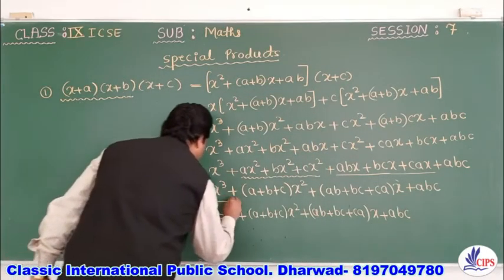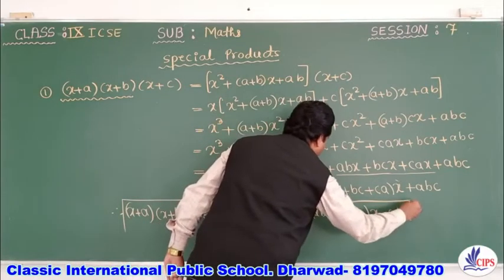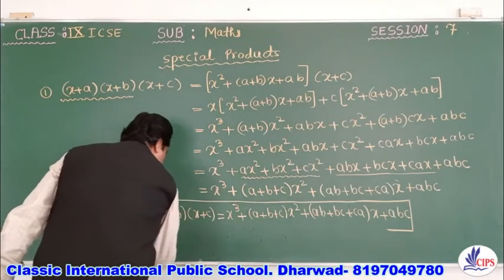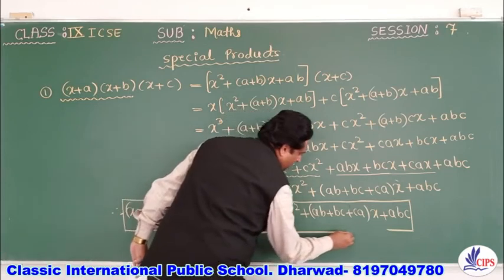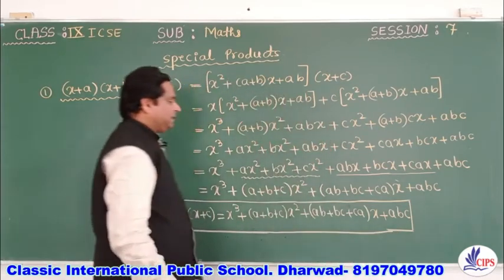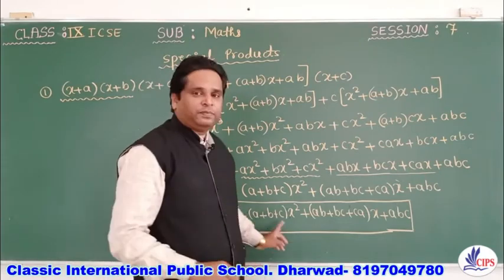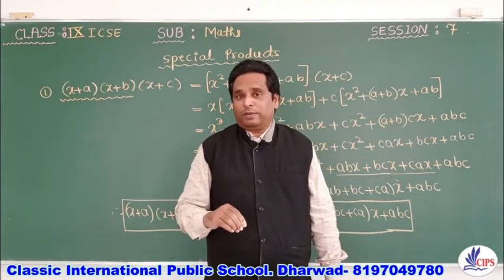(x + a)(x + b)(x + c) = x³ + (a + b + c)x² + (ab + bc + ca)x + abc. This is one of the special products you have to remember here.